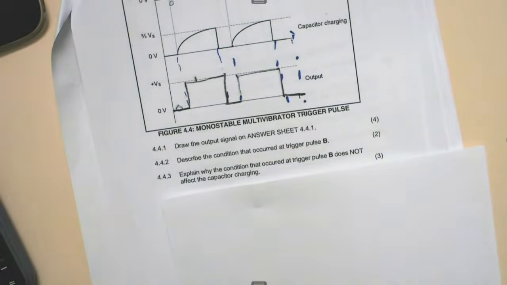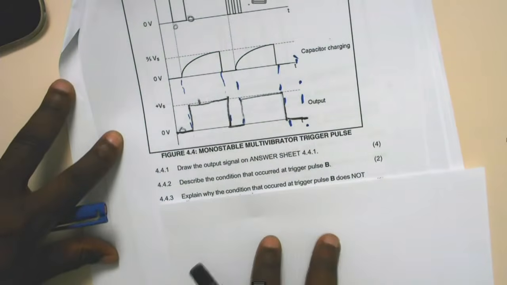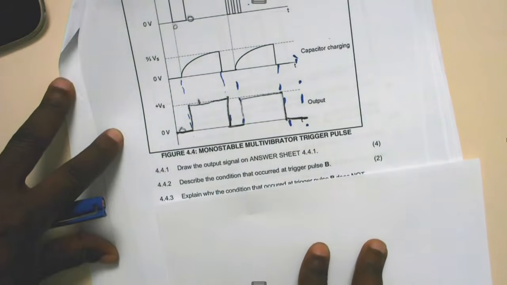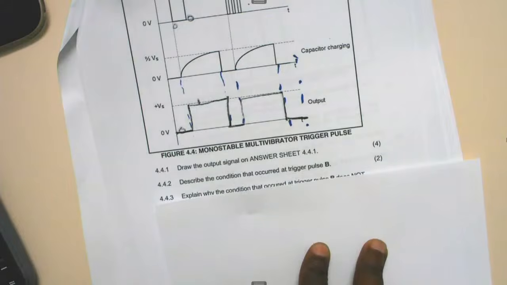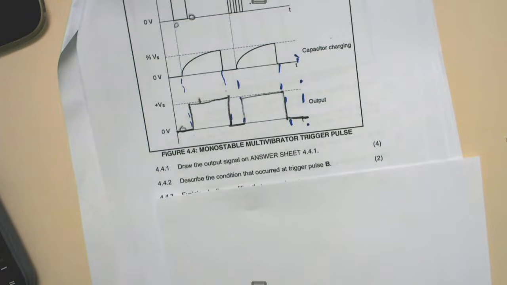So let us go back. Describe the condition that occurs at trigger pulse B. Here it says the duration of time of trigger pulse B will not influence the condition of the circuit, and for that reason the charge time of the capacitor will not be influenced.